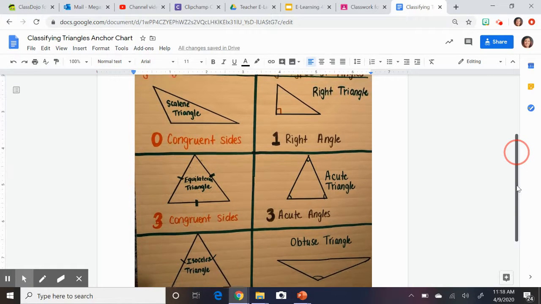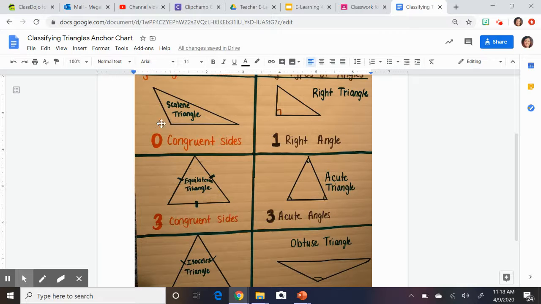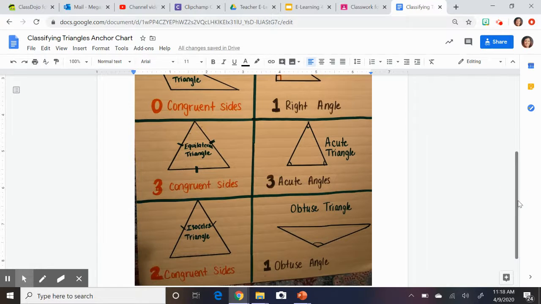So if we're classifying triangles by the lengths of sides, this triangle has 0 congruent sides. So you need to understand what the word congruent means. Congruent means equal, the same length. So none of these sides of this triangle are the same length. So there are 0 congruent sides. Okay?